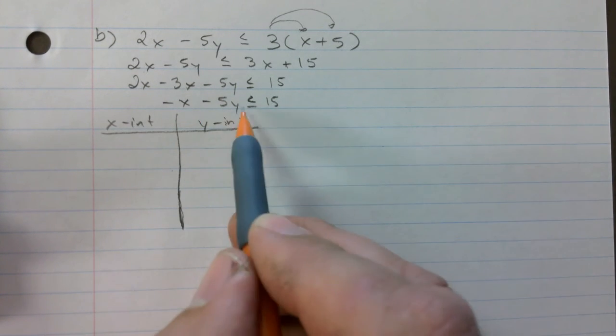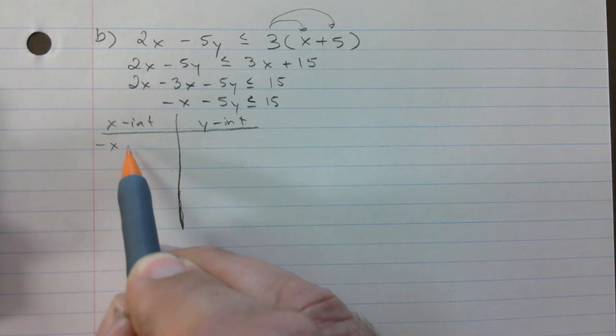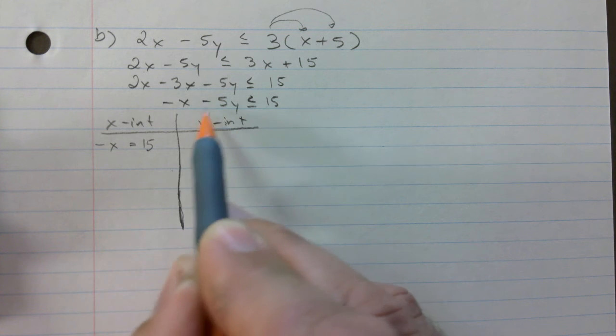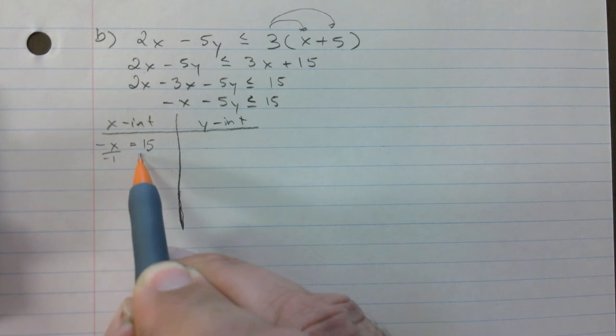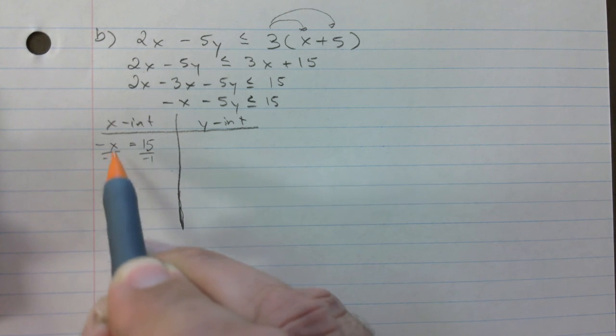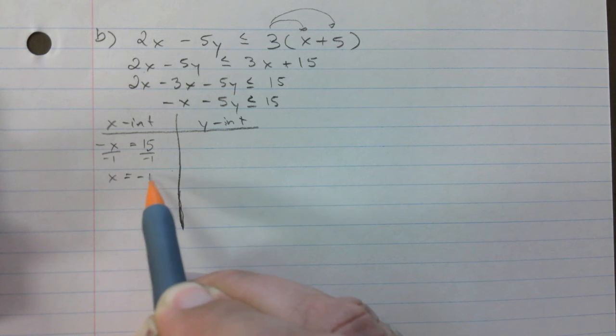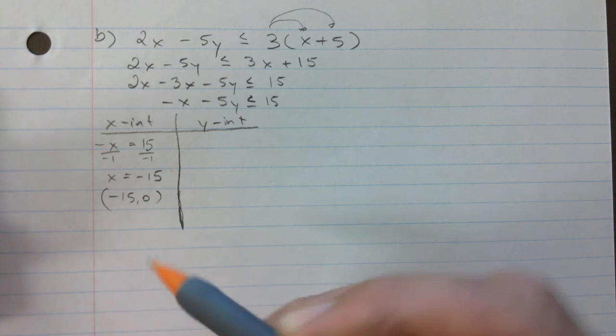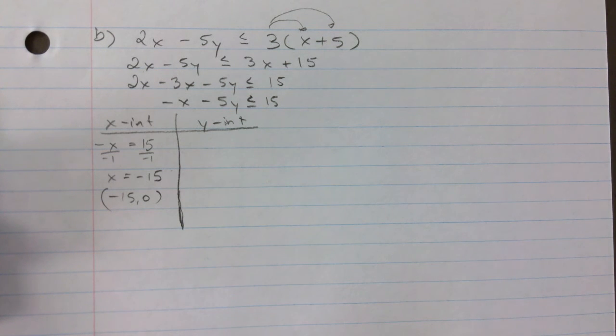X-intercept, let the y equal to 0. So it's really negative x is equal to 15, right? Because the y term goes to 0. Divide both sides by negative 1. You can't just let it be negative, right? So you're really just turning your 15 to a negative. So it's negative 15, 0. See, that'd be there. We have to be careful with our scale, right? We're going to have to be creative there.